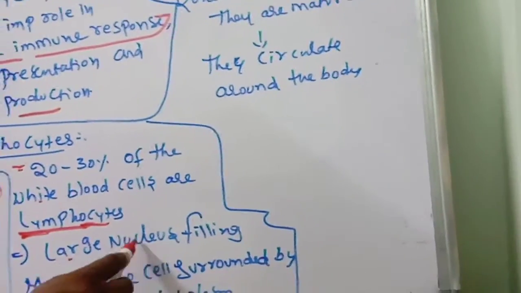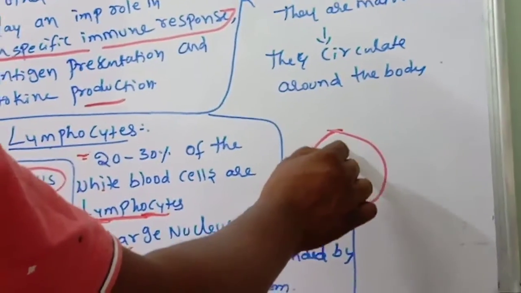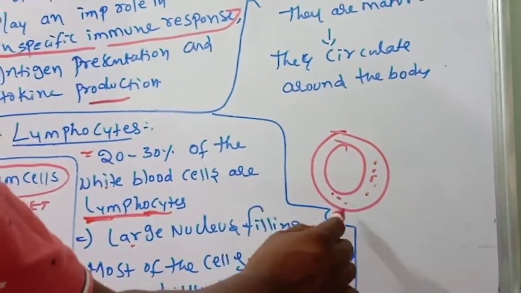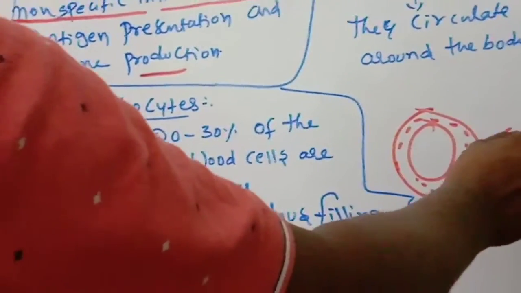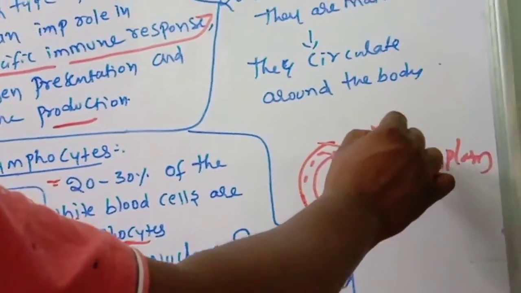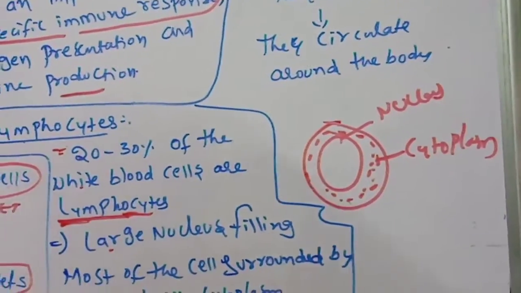They have a large nucleus. This is the lymphocyte, which has a large nucleus, the nucleus filling most of the cell, surrounded by little cytoplasm. What we call little cytoplasm and what we call large nucleus. Like this, lymphocytes are there.